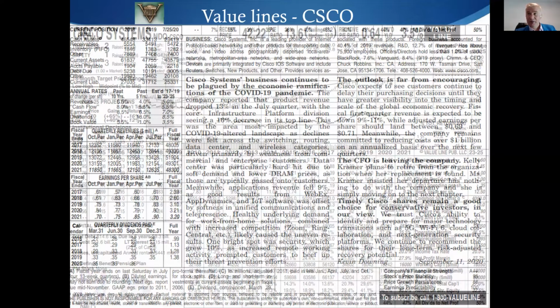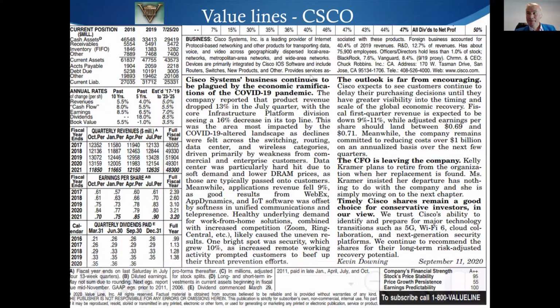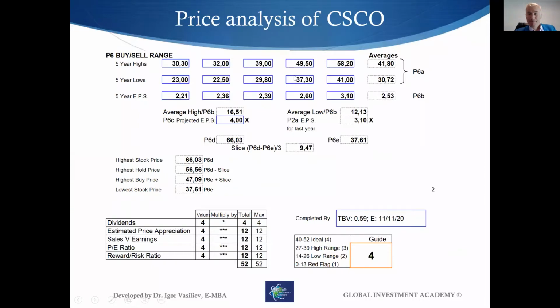Okay, just a second. It seems like your screen is a bit just updating. Okay, you can see that 5-year highs, $30, $32, $39, $49, and $58. We add them together and then calculate the average, divide by 5.